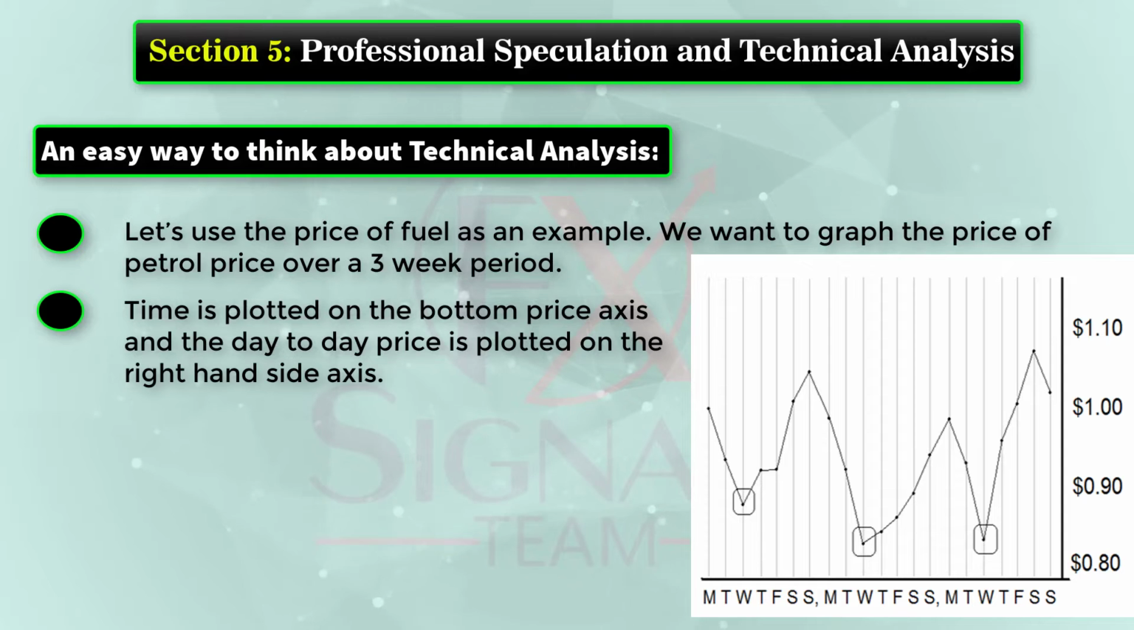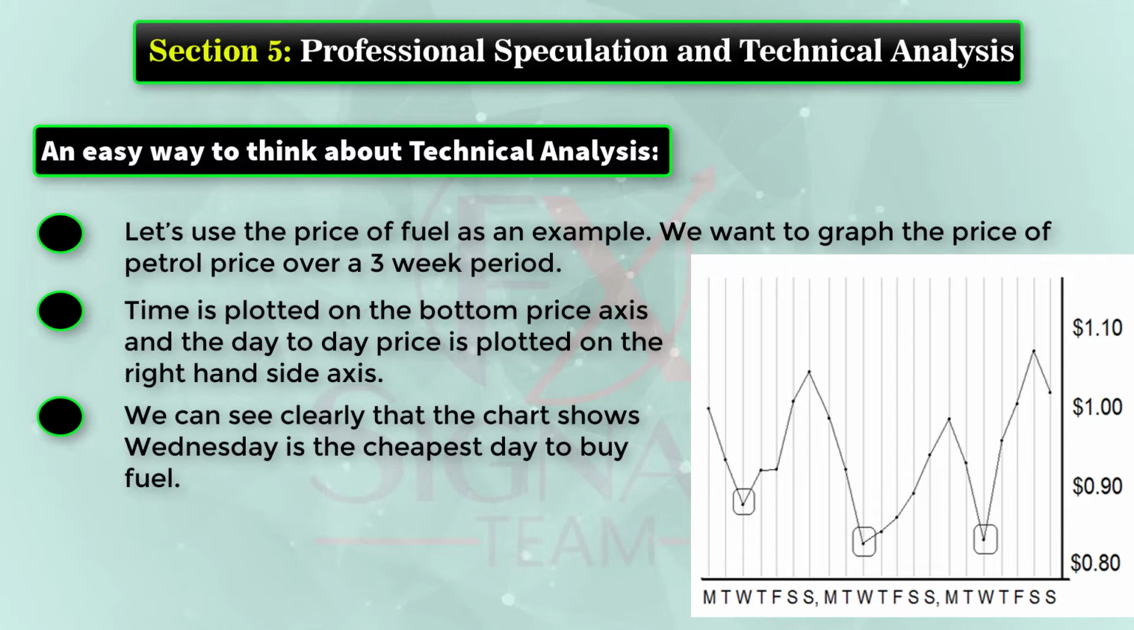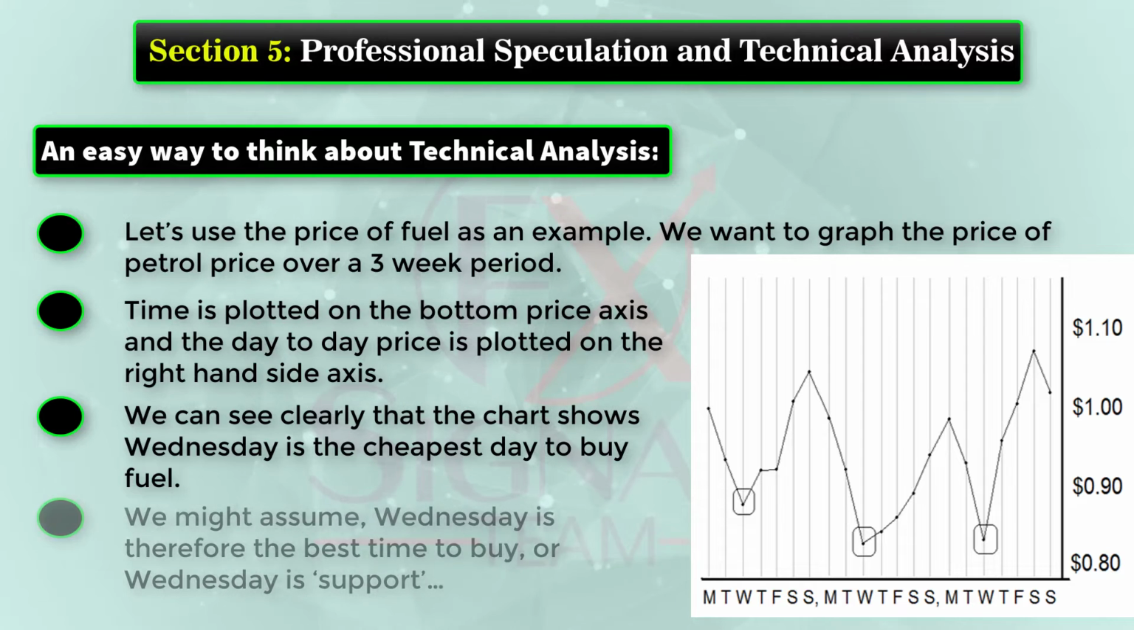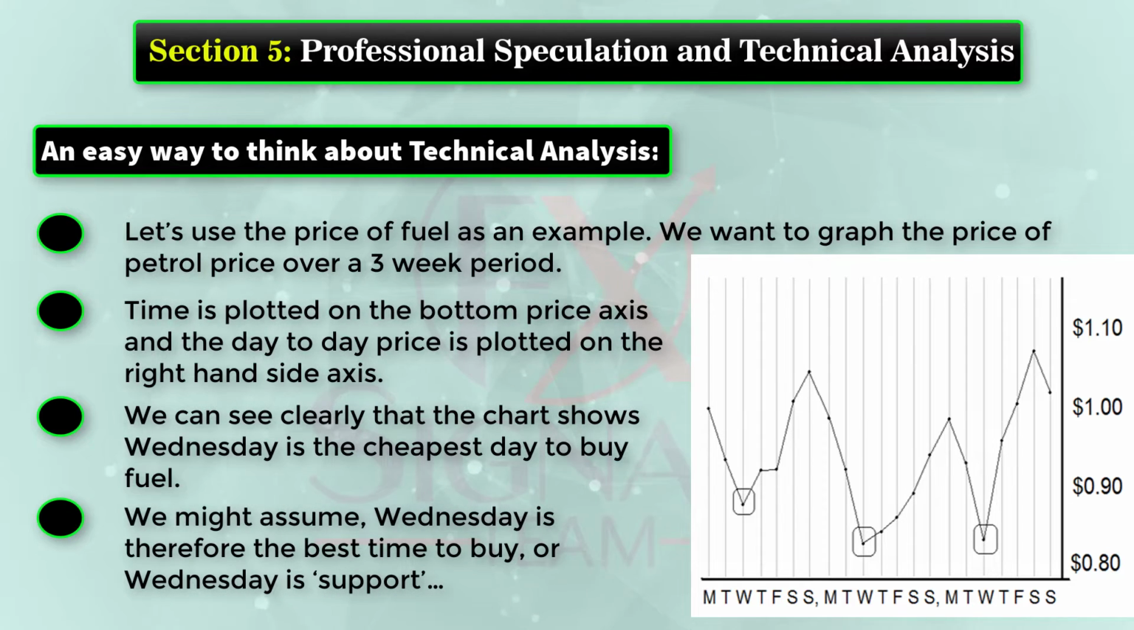Time is plotted on the bottom axis and the day-to-day price is plotted on the right-hand side axis. We can see clearly that the chart shows Wednesday is the cheapest day to buy fuel. We might assume Wednesday is therefore the best time to buy, or Wednesday is support.